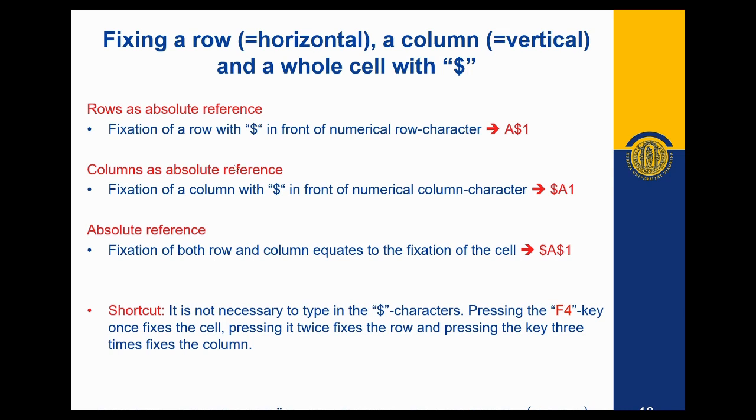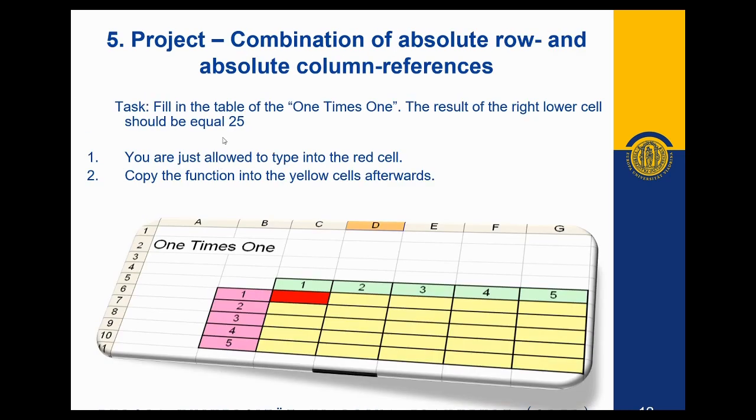Okay, very well. We'll get to project 5 now. Combination of absolute row and absolute column references. The task is to fill in the table of the 1 times 1. The result in the lower cell should be equal to 25, and you're just allowed to type a formula into the red cell. And then you copy the function that you typed into the red cell to all other cells.